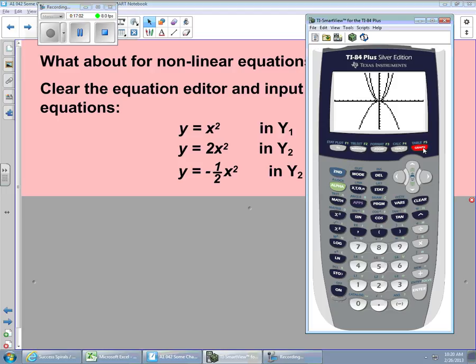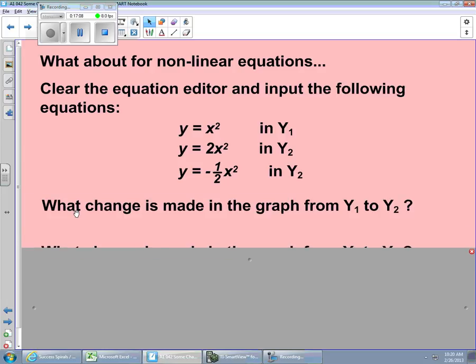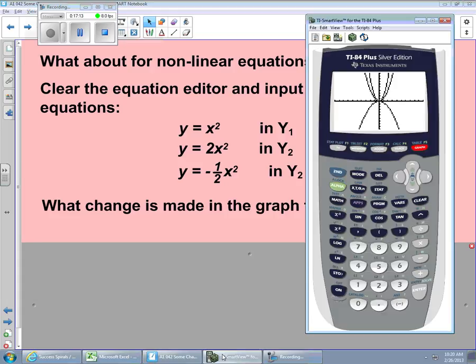Clearly there are some differences in the graphs here. Let's have a look at the questions that are following. What change is made in the graph from y1 to y2? Well, if you can't remember which one is which, that's fine. Just go into your trace. You may want to scooch over, get away from the origin a little bit since all the graphs are piled on top of each other.